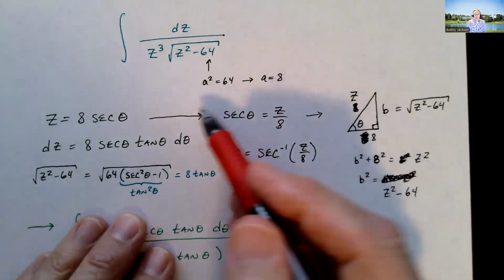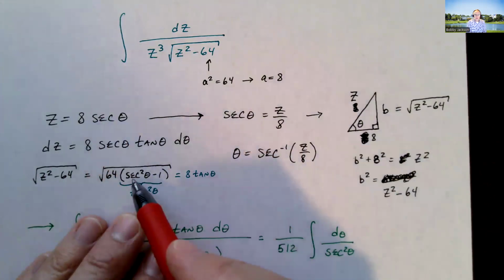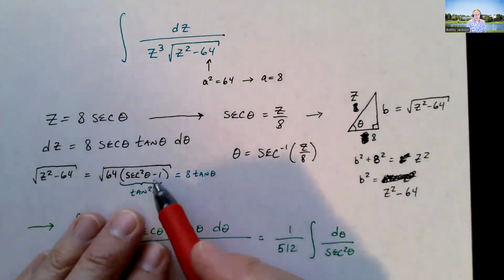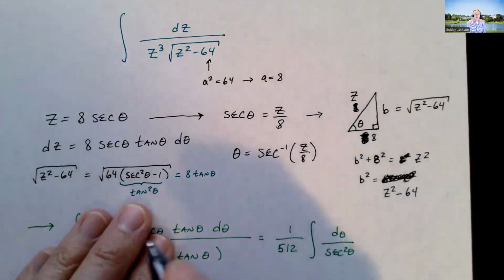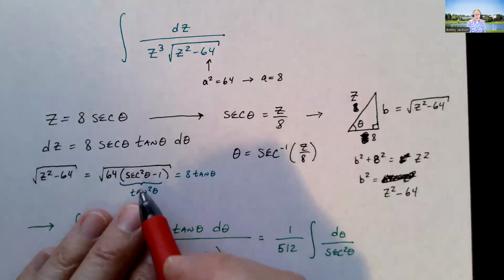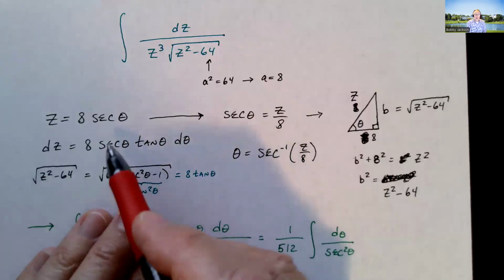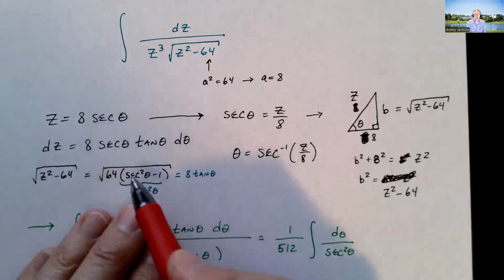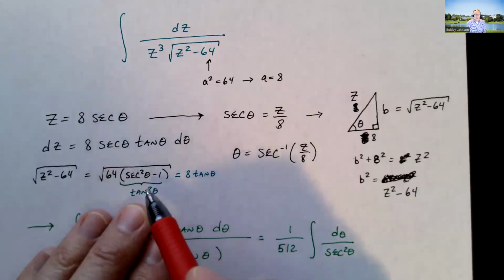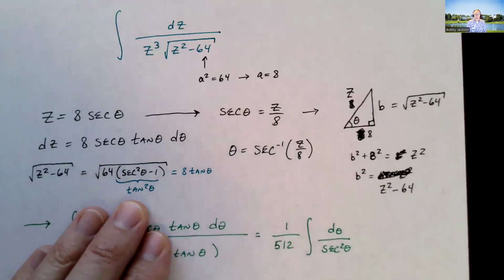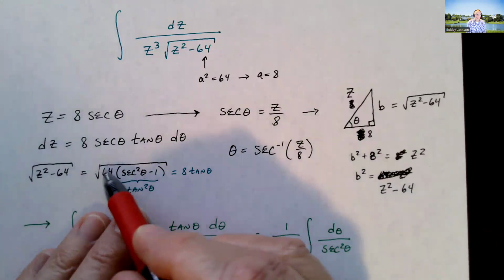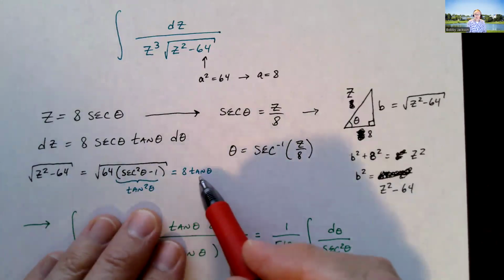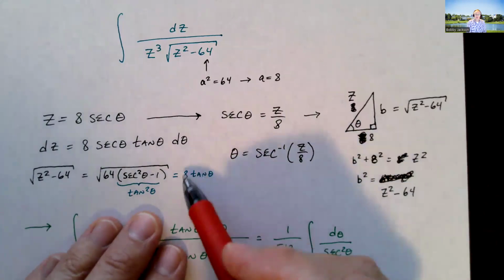If you had chosen 8 sine theta, you would have sine squared theta minus 1. Sine squared theta minus 1 is not cosine squared theta, right? It's 1 minus sine squared theta that is cosine squared theta. So that won't work. Neither will it work if you choose 8 tangent theta, since tangent squared theta minus 1 is not secant squared theta. In fact, tangent squared theta plus 1 is secant squared theta. And so this is the correct choice. And notice when I take the square root of 64 tangent squared theta, I just get 8 tangent theta. So that's why this works.